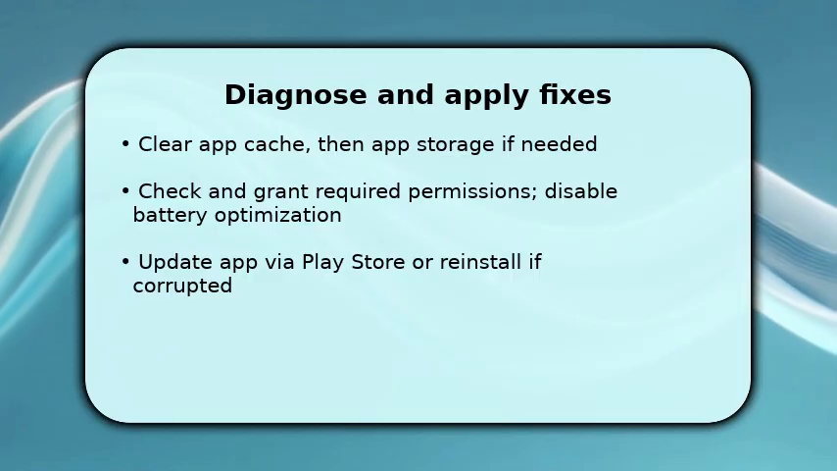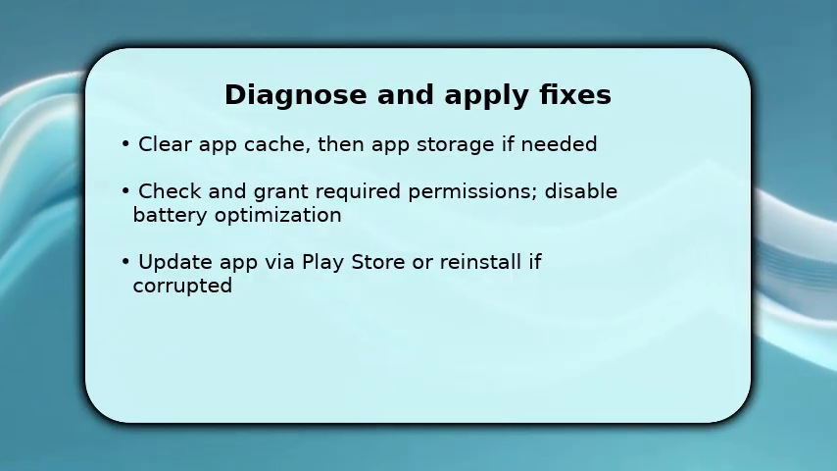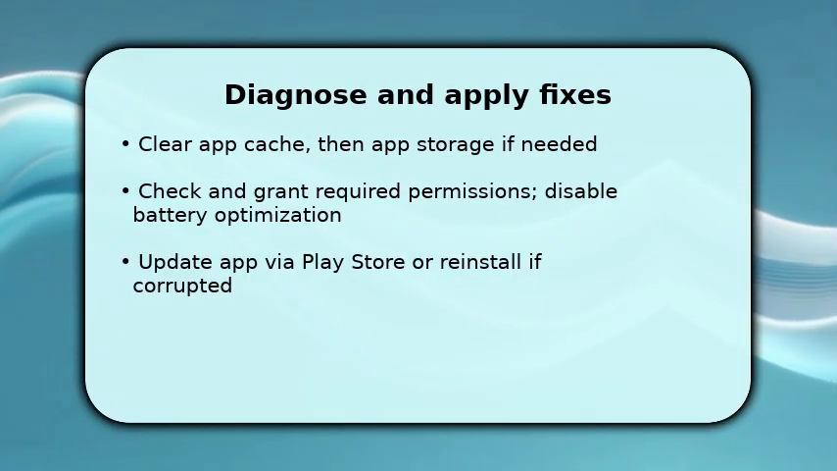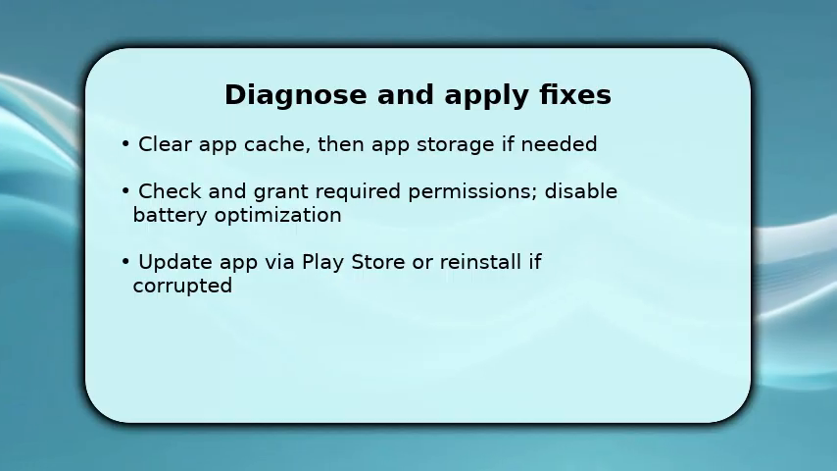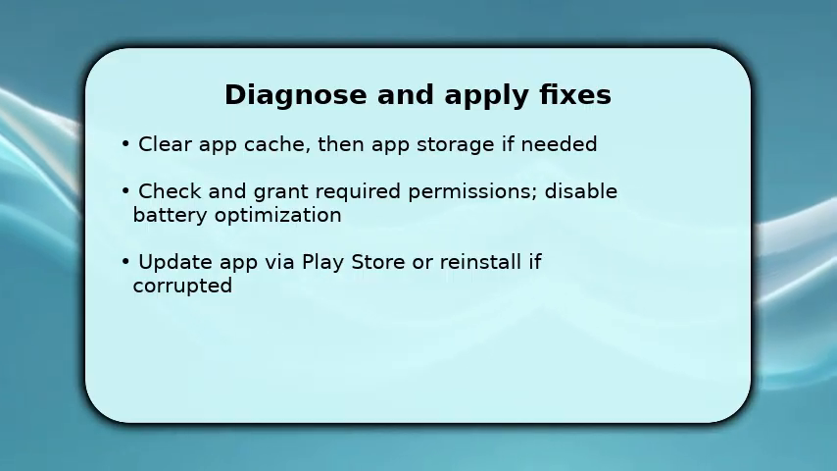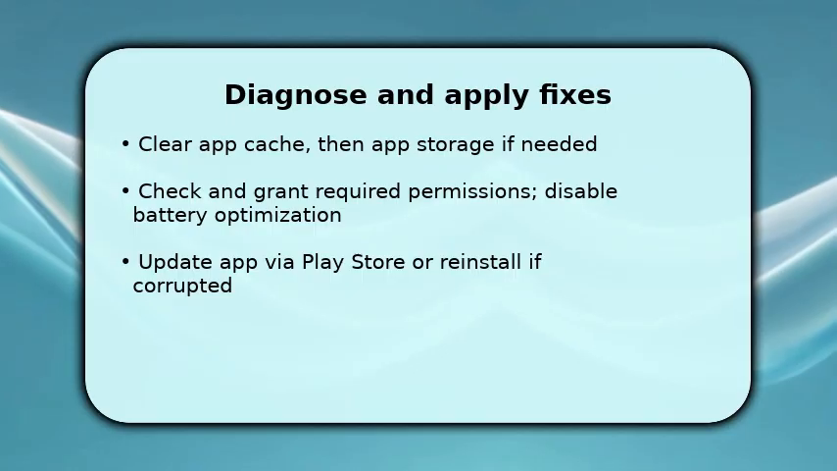Next, make sure the app has required permissions and disable battery optimization for stability. Background restrictions can force closes. Once you confirm permissions, update the app through Play Store or uninstall and reinstall to replace corrupted files.